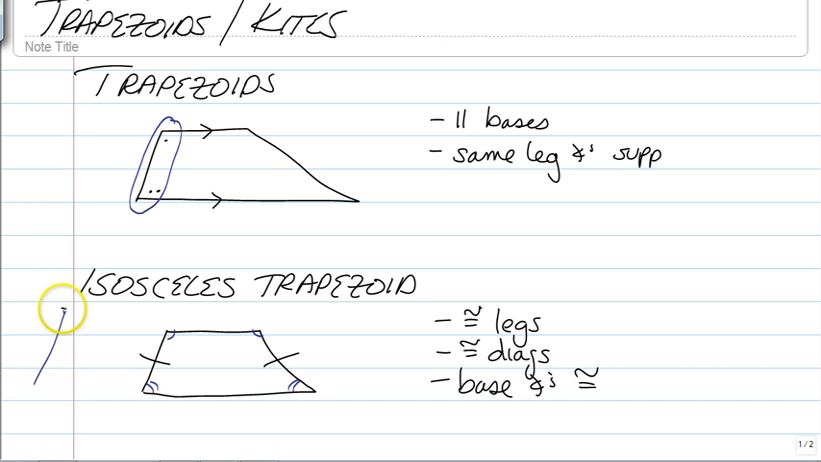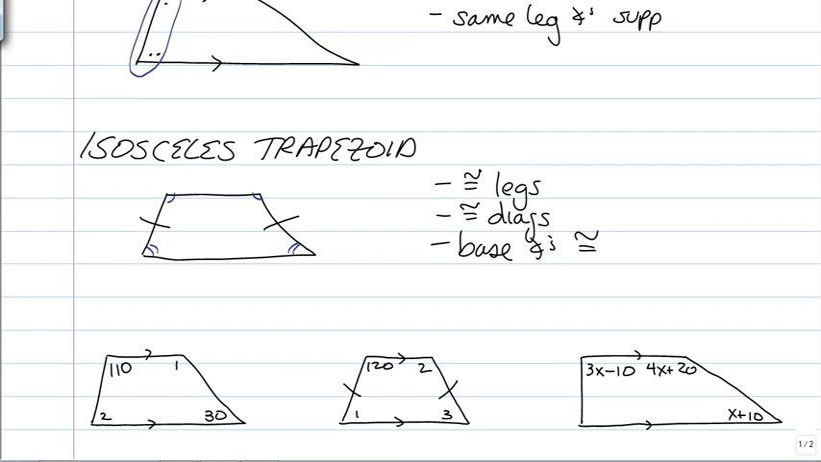Well, if you think about this, here's an isosceles triangle. You just cut the top off with a parallel line. These are still congruent. But now, because of same side interior angles, those will be congruent as well. The other thing is the diagonals will be congruent. So if you have diagonals in an isosceles trapezoid, those will be congruent as well.